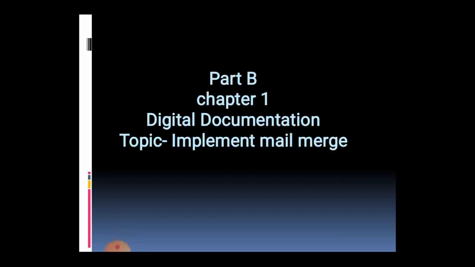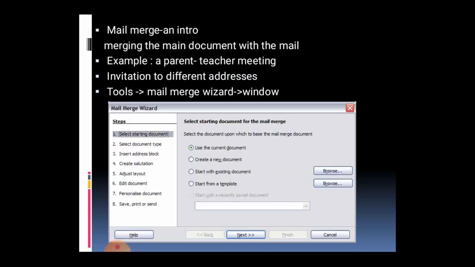Part B, Chapter 1, Digital Documentation. The fifth topic we are going to learn today is Implement Mail Merge. So, first thing is mail merge. So, what is mail merge? Mail merge means merging the main document with the mail.